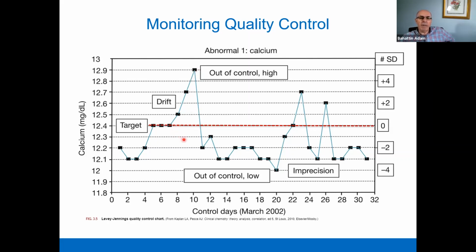And here you see these results are out of control because they are out of the range of the 3 standard deviations, okay? And you see here imprecision, and drift, and here a sudden increase of the lab data. Each of them has a different meaning.